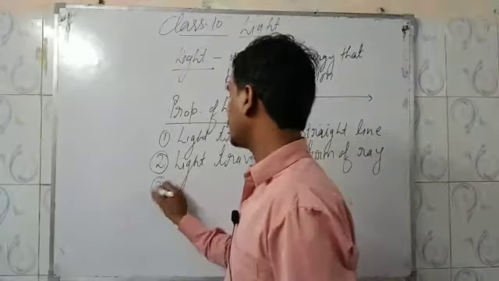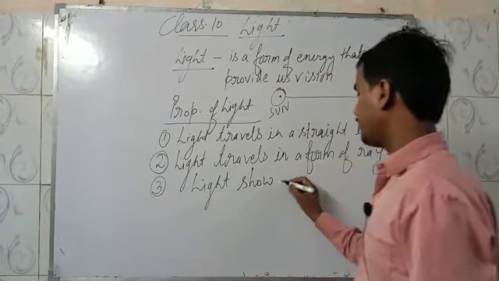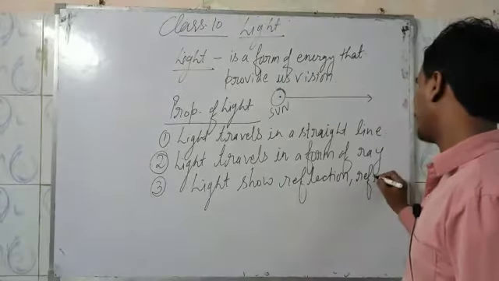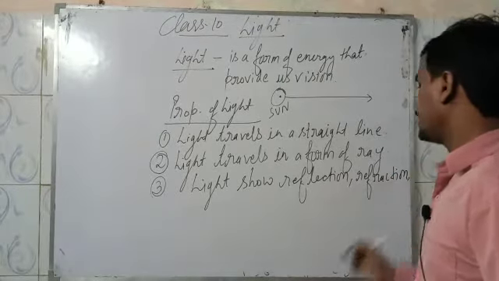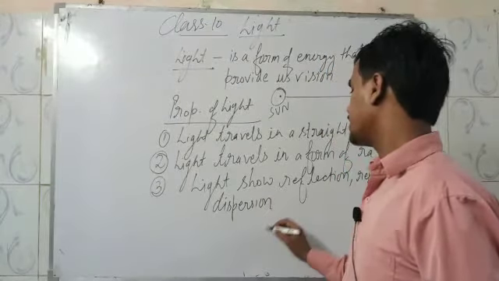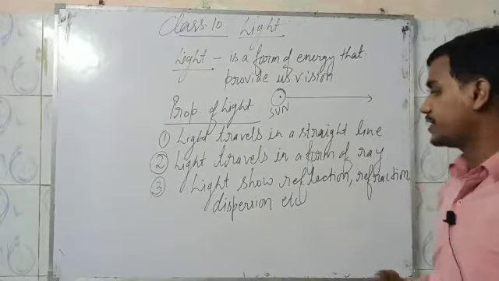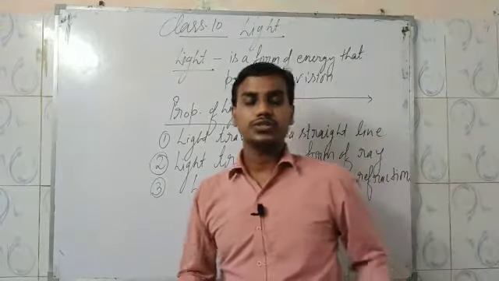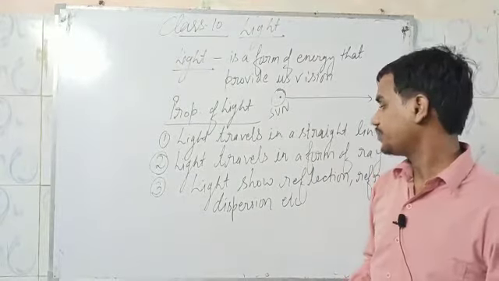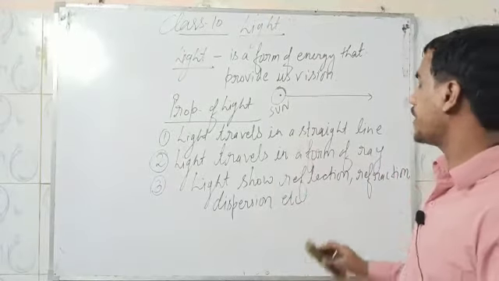Third, light shows reflection, refraction, dispersion, scattering, etc. These processes, like reflection, refraction and dispersion, are shown by light. What are these processes? We will discuss them later. So these are the basic properties of light.